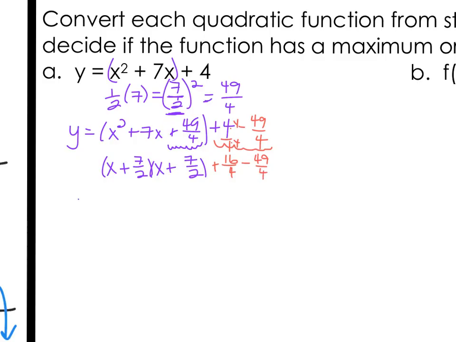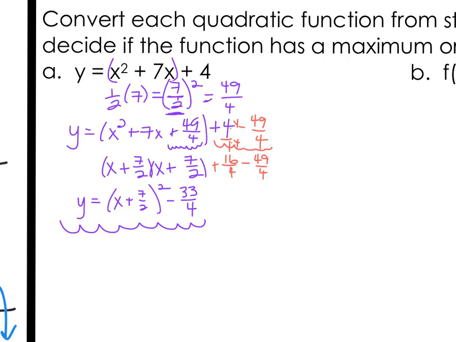Notice how we have two parentheses that are the same. We can write that as a perfect square: x plus 7 halves squared. And if we have plus 16 fourths minus 49 fourths, 16 minus 49 is negative 33 fourths. And look at that, everybody. That's in vertex form. So that's part 1.